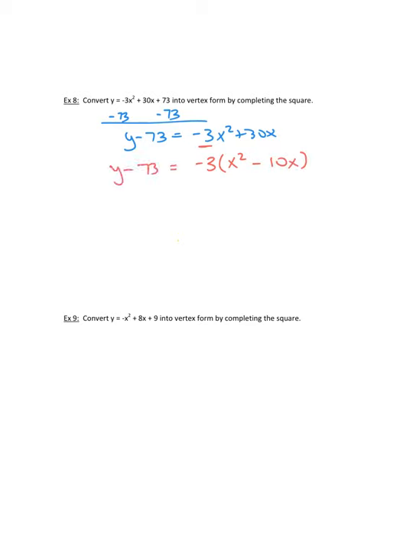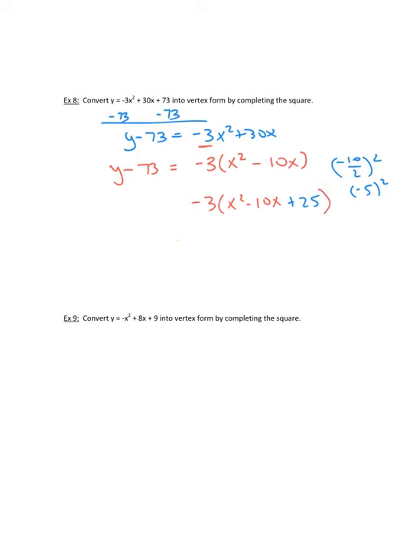Now I'm going to complete the square. That means I'm going to take half of negative 10 and square it. So it's going to be negative 5 squared, which is 25. I'm adding 25 in the parentheses. I'm going to do that in blue.